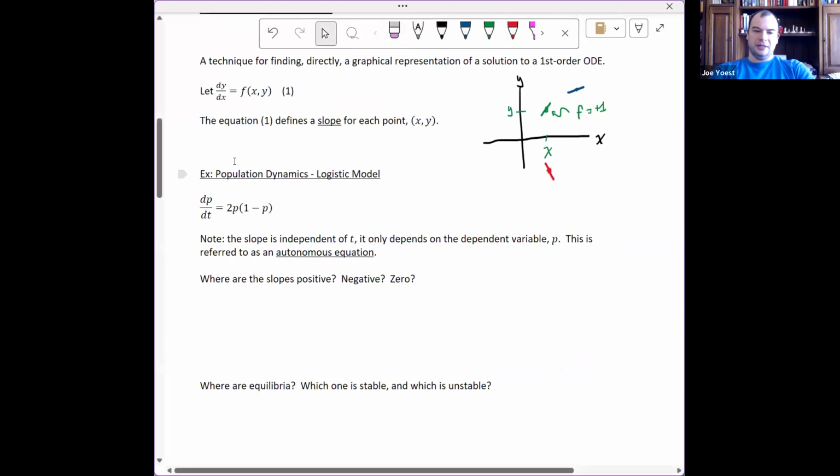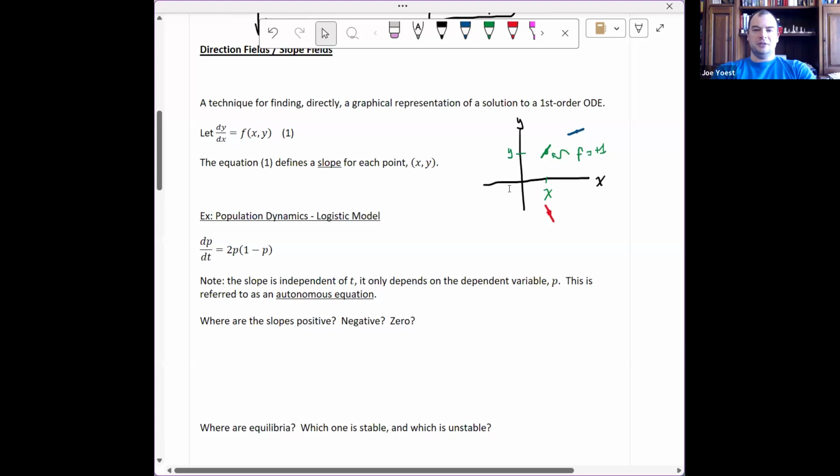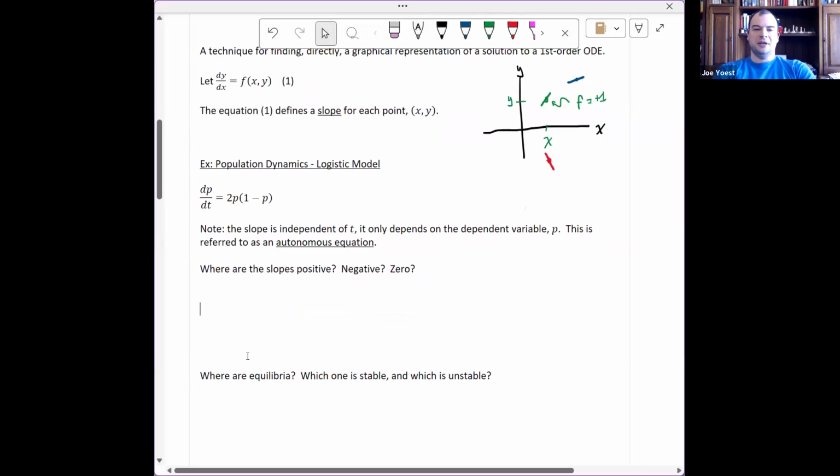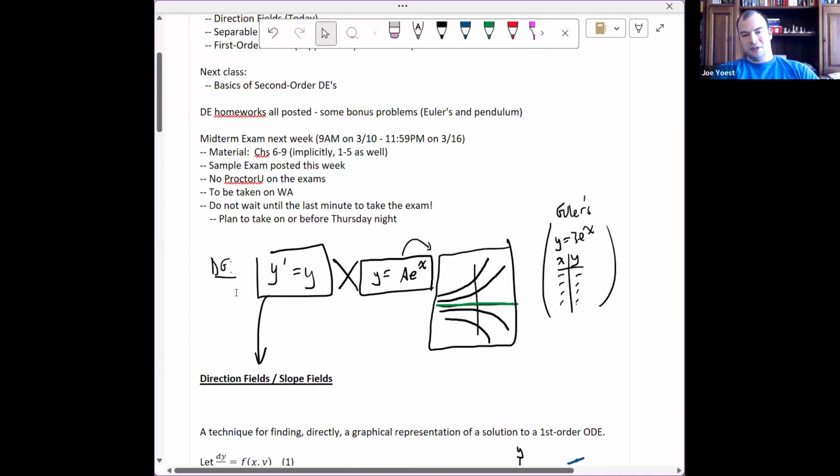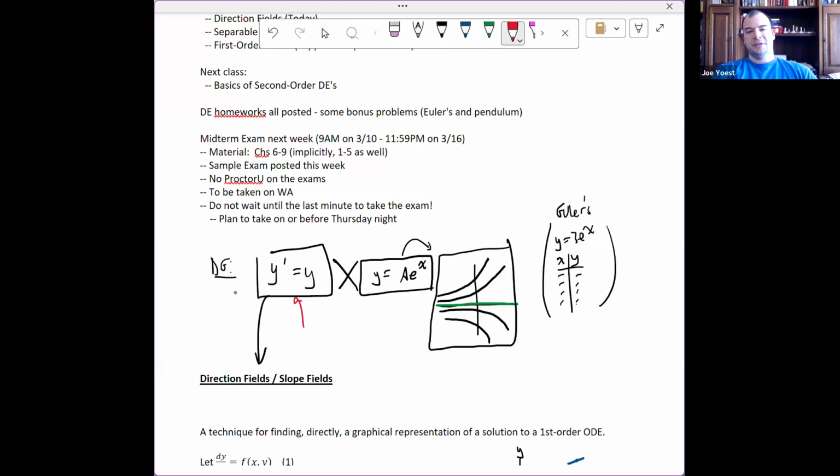Okay, so let's look at an example here. Actually, before we jump right into the graphical side of things, we're going to use these geometric ideas to answer some more algebraic feeling questions first. And this will actually help us with our graph as well. So let's take a look at a population dynamics model. The most popular model is the so-called Malthusian growth model, something like y prime equals y, or maybe y prime equals k y, just an exponential growth model.